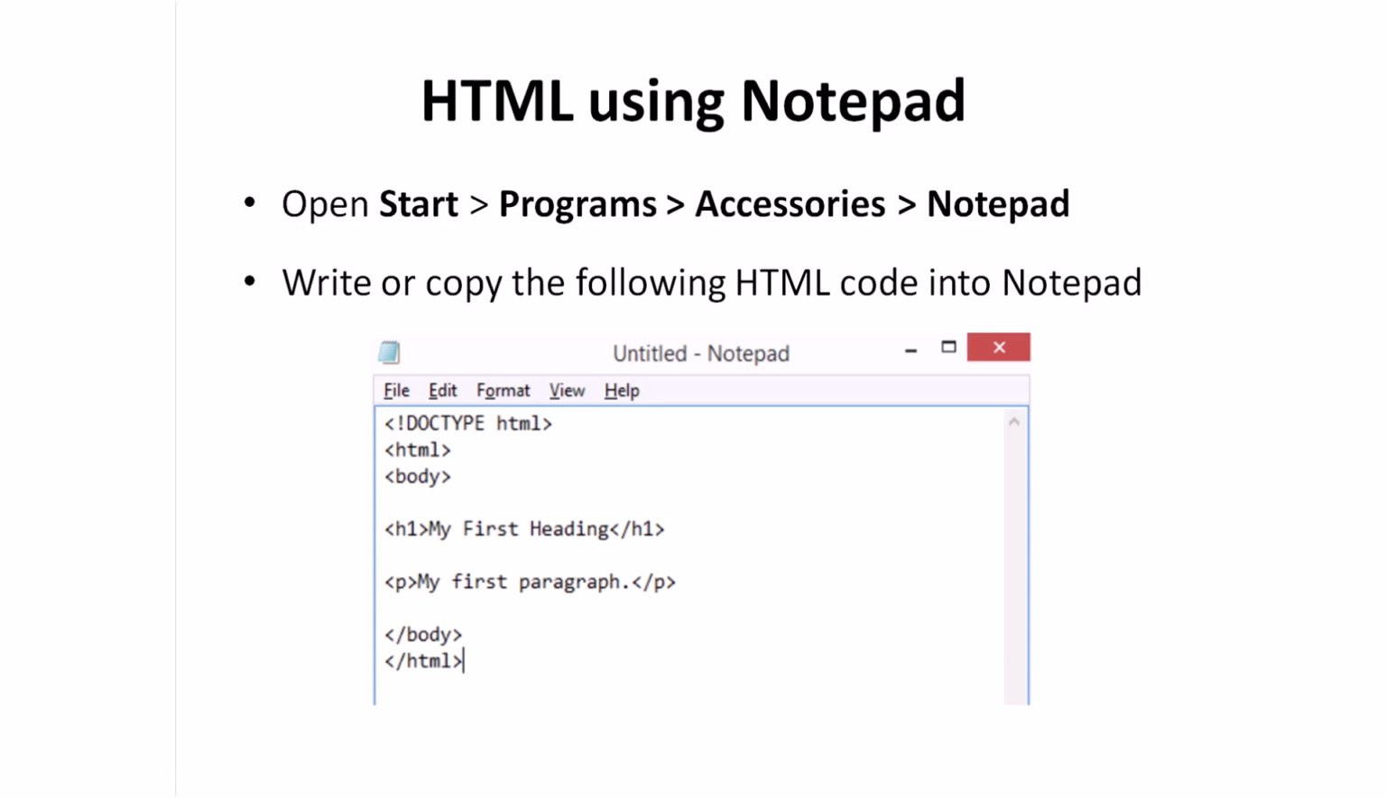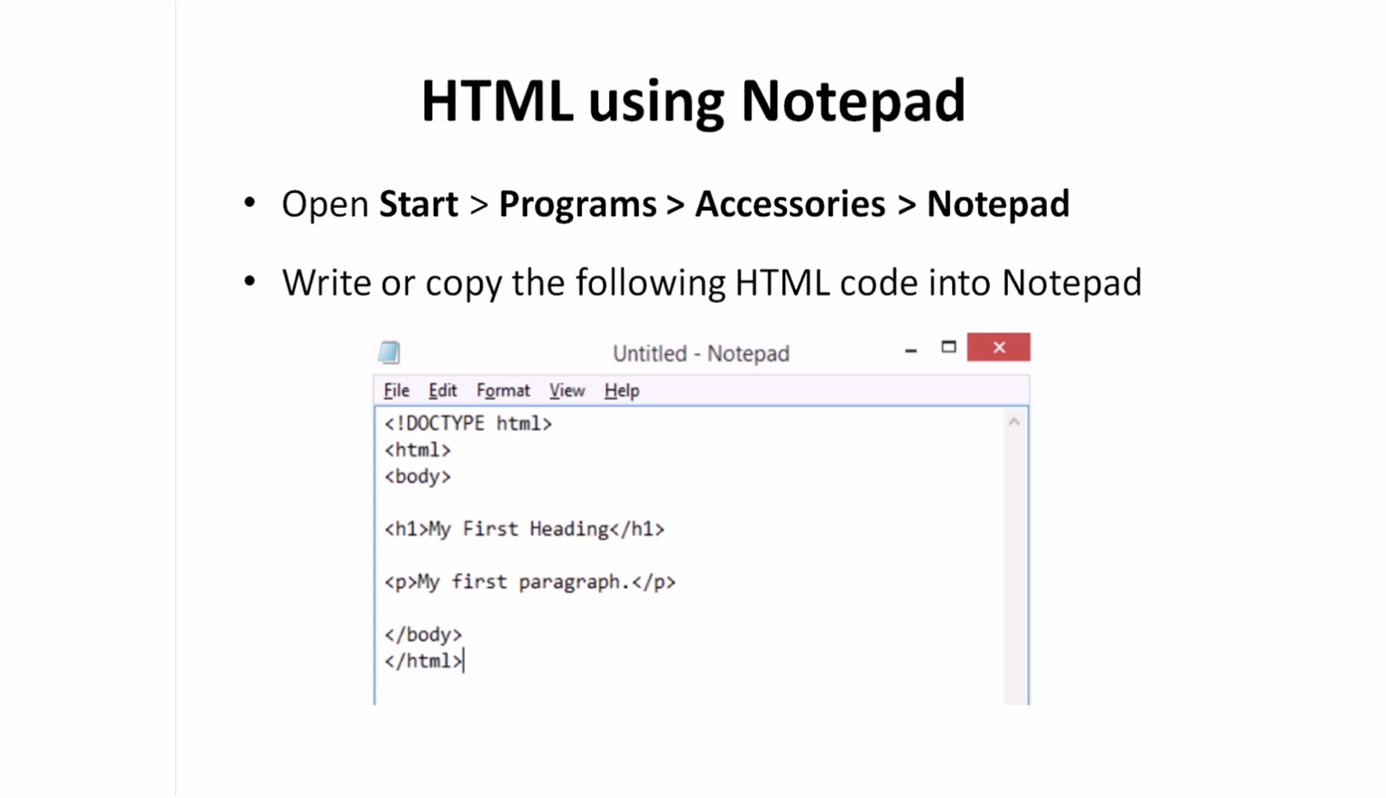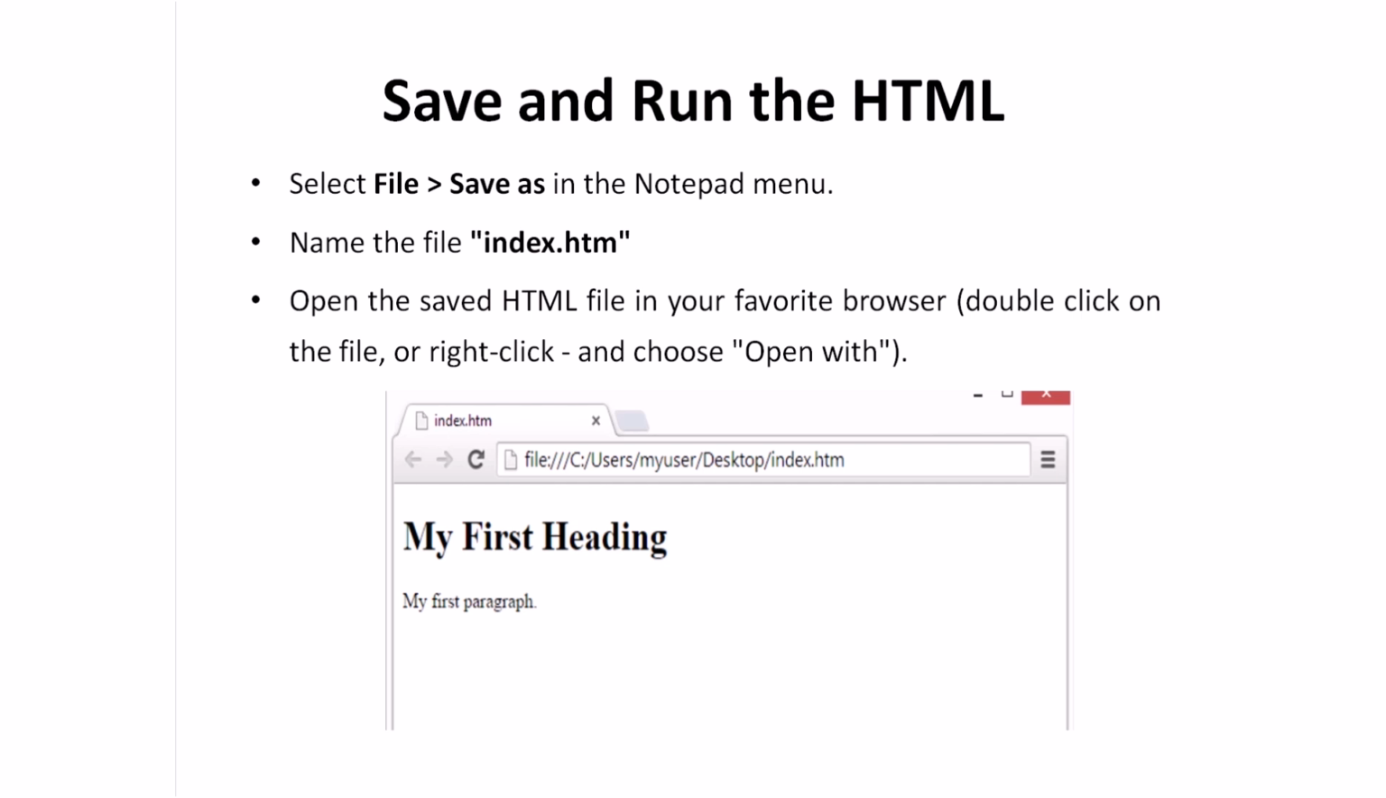How to write an HTML file using Notepad. First step, open Start, Programs, Accessories, then select Notepad, then write or copy the following HTML code into Notepad. Then how to save and run the HTML file.